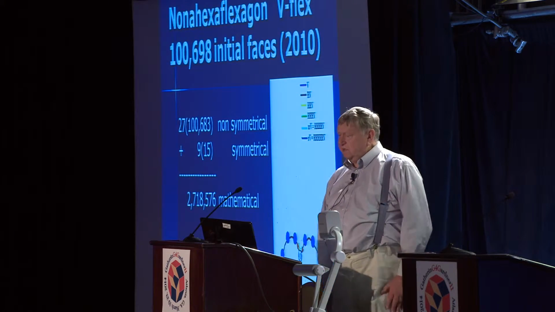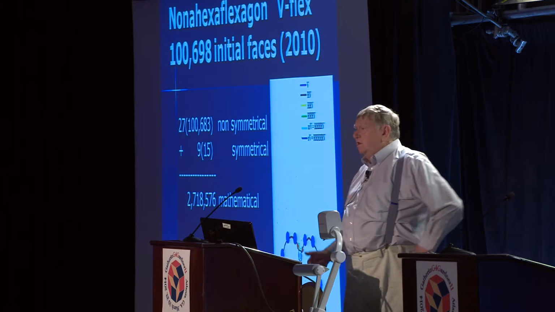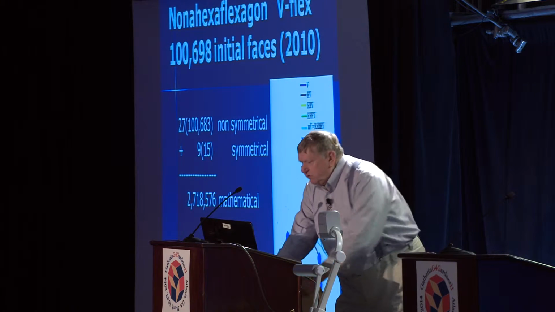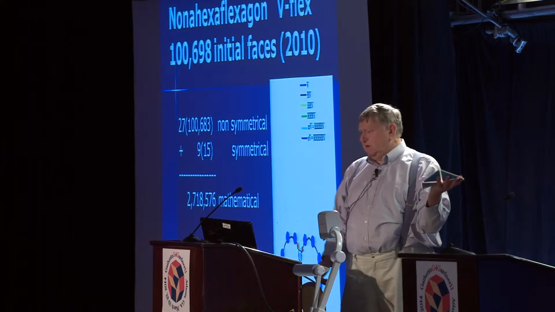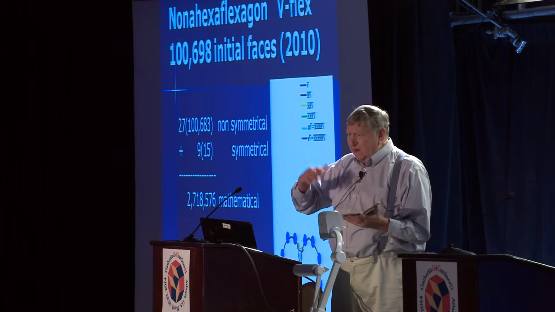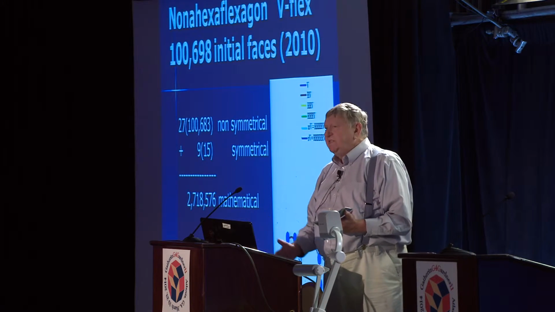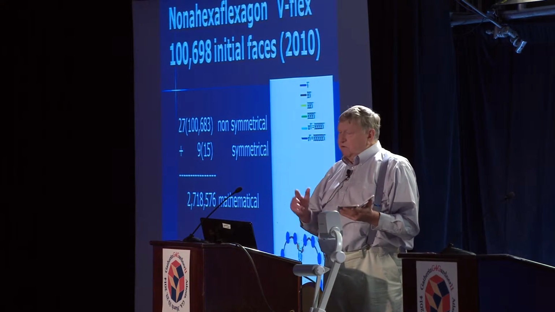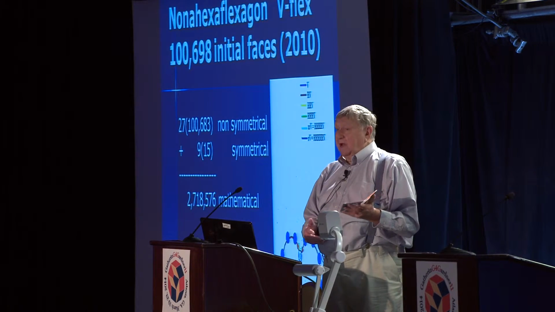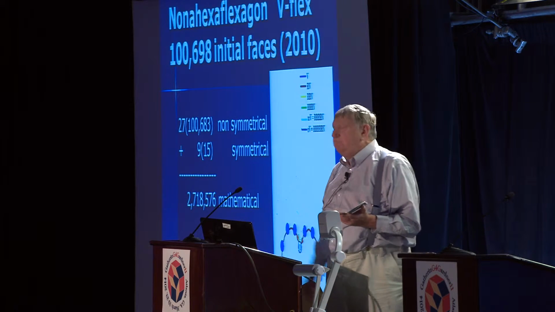That's a hexaflexagon. The nona is what we were trying to do. We were trying to count the mathematical faces on the 9-face flexagon. We spent all year getting 100,000 initial faces. 15 of them are symmetric on this one, 15 symmetrical faces. So by adding 1, 27 times, we get to multiply by 27. And the symmetrical faces, we can only multiply by 9. Oops, not so fast.